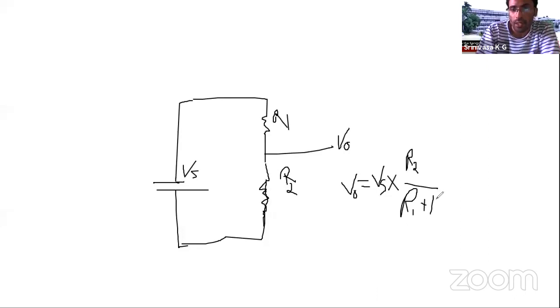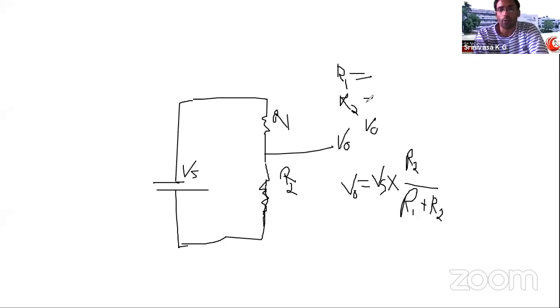R1 plus R2. This one is the formula of the voltage divider rule. So V output is equal to V supply into R2 divided by R1 plus R2. I'm just giving some examples so that you can calculate accordingly. So I'm going to change the R1 and R2 values, and then you have to tell what will be the output voltage. So over here, I'm going to make it 1 ohm and 1 ohm. What will be the output voltage? R1 is 1 and R2 is 1. What will be the output voltage?